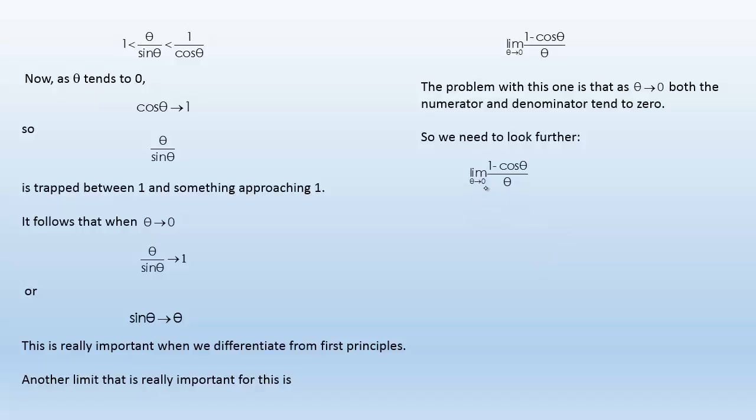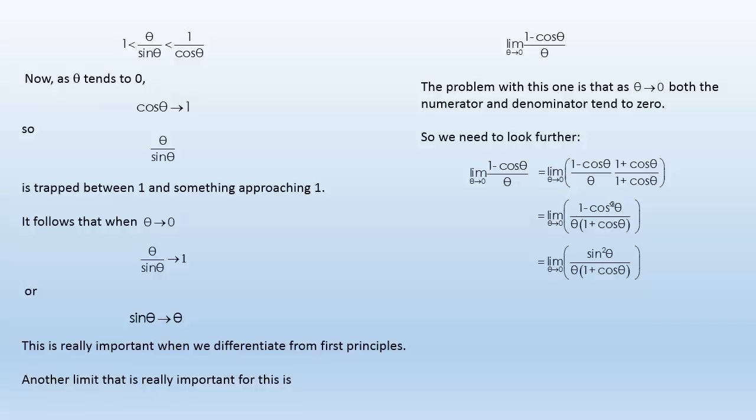So the limit as theta tends to 0 of 1 minus cos theta over theta. Now there's a trick to this. What we do is multiply top and bottom by 1 plus cos theta. And note on the top, that means that we can make use of the difference of two squares. So it becomes 1 minus cos squared theta on the top, and theta into 1 plus cos theta on the bottom. Note I haven't expanded that.